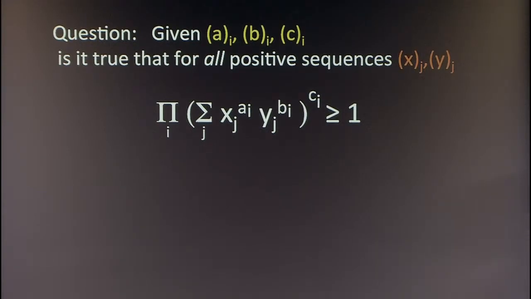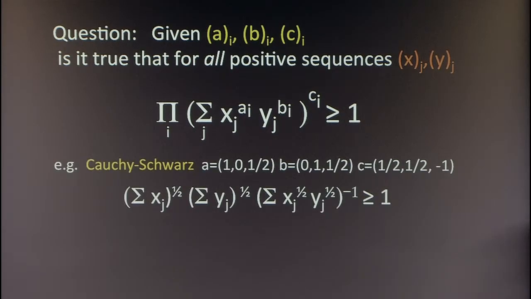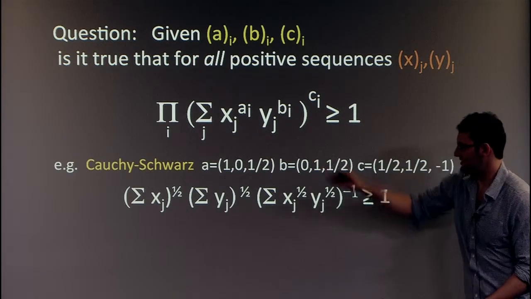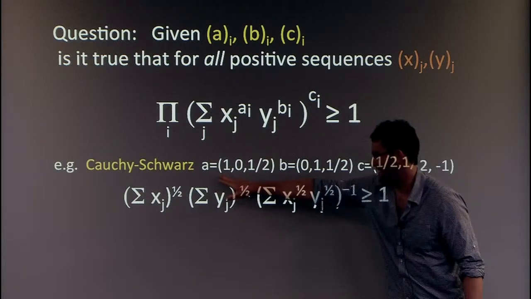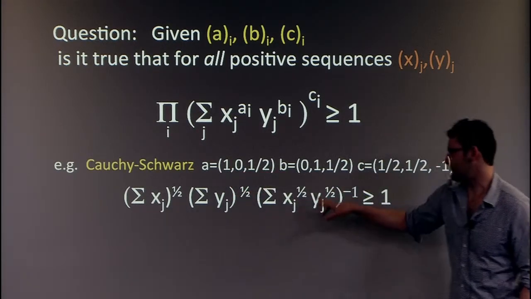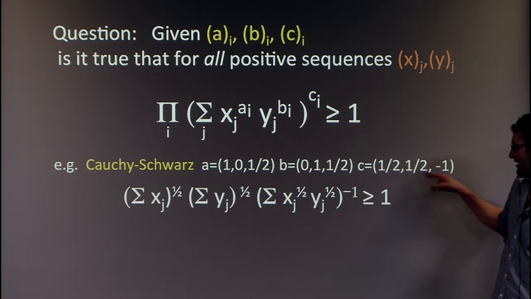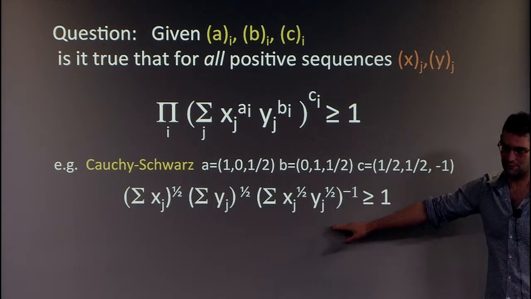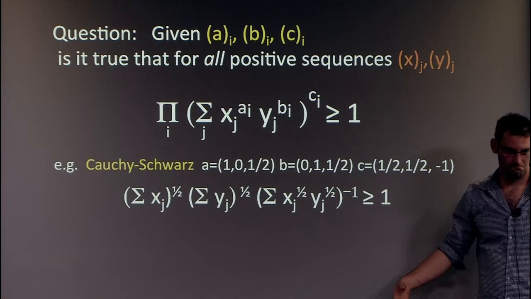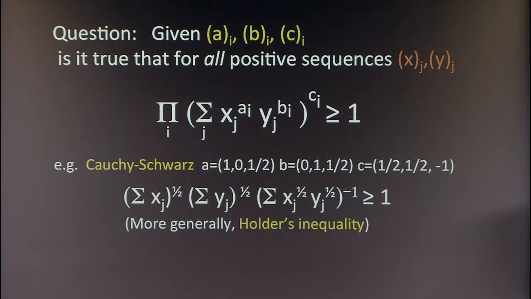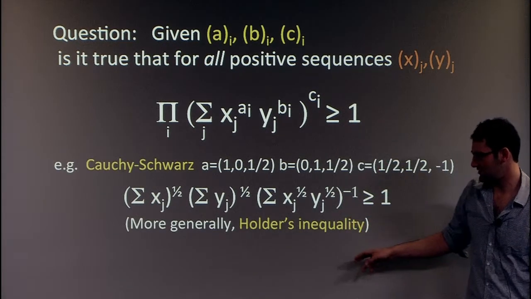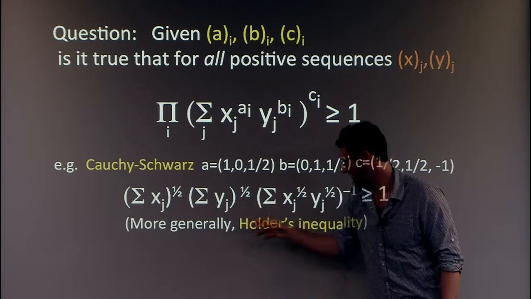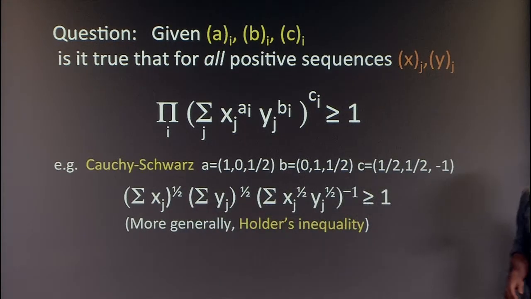So I claim that actually a lot of the inequalities we know and love fall into this class. Okay, so Cauchy-Schwarz has this form. Right? You pick A to be the vector 1, 0, 1/2, B is 0, 1, 1/2, C is 1/2, 1/2, minus 1. This turns into this product, which is Cauchy-Schwarz. Holder's inequality also has this form. You just replace the halves by lambdas, this by 1 minus lambda, and so on.